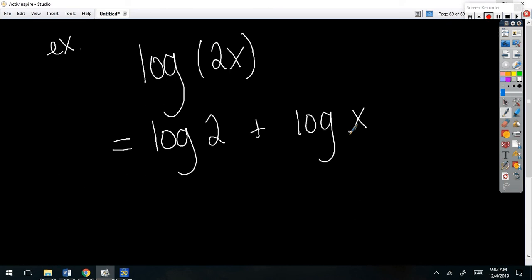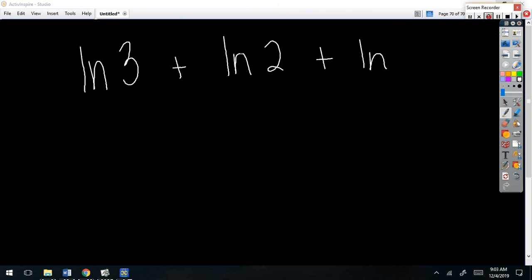Let's condense it. Then we'd be back to where we started. How about this one? Condense this one.